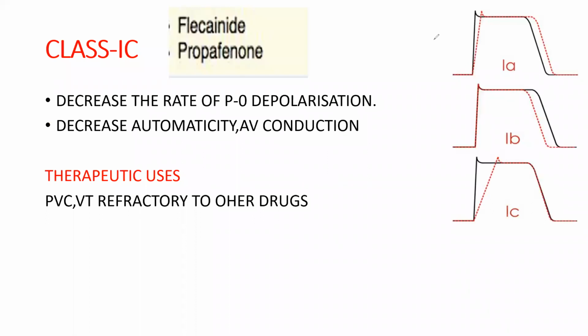Coming to class 1C drugs, it includes flecainide, propafenone. So here, what are the properties of class 1C drugs? Here you see, decrease the rate of phase 0 depolarization. This is for the normal one, and this red is the class 1C drug property. And coming to therapeutic uses, these are used in premature ventricular contractions and ventricular tachycardia, which are refractory to other drugs. These two conditions, which are refractory to other drugs, we can use class 1C drugs.